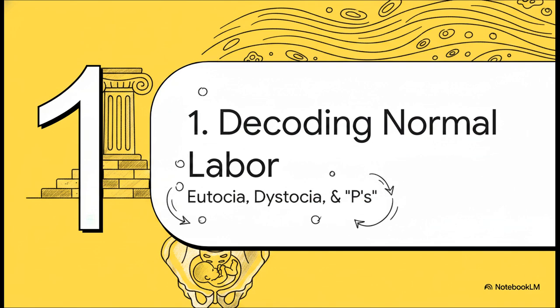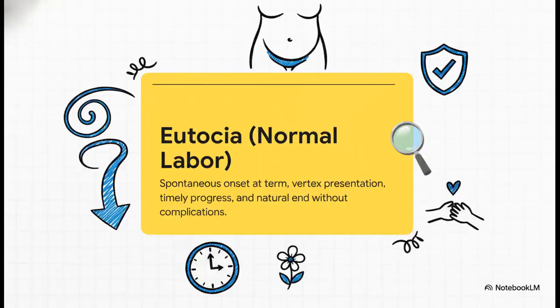So what do we actually mean when we say a labor is normal? Well, there's a medical term for it, eutocia, and it has a very specific checklist. Okay, so for a labor to get that eutocia stamp of approval, it's got to check all 5 of these boxes. It needs to start on its own when the baby is at term. The baby has to be head down, that's vertex presentation. It has to move along at a good pace, not take too long, and wrap up naturally. And most importantly, without any major issues for the mom or the baby. If even one of these isn't met, well, then we're talking about dystocia, or abnormal labor.